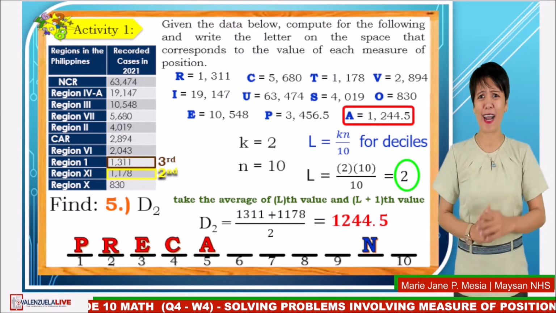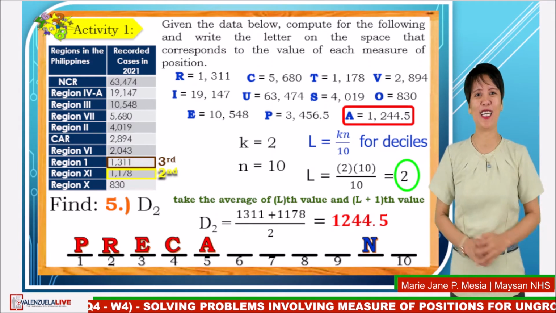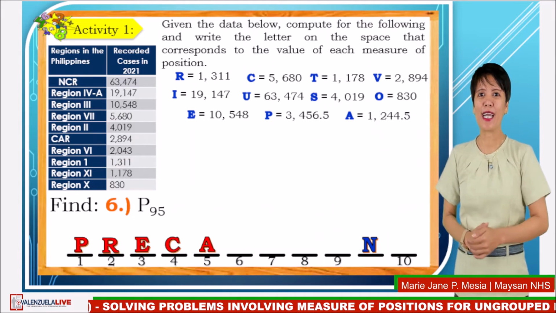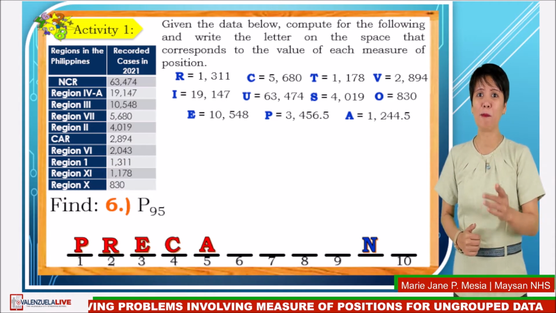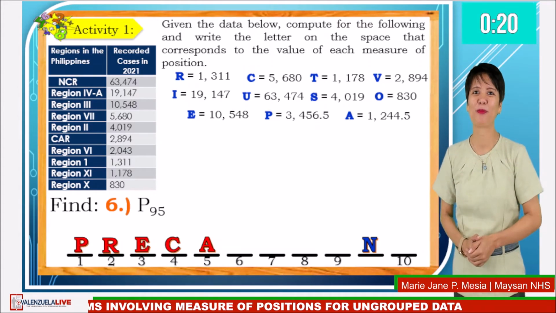So I think you already guessed the word. To check if your guess is correct, let us continue. Okay, for number 6, find P sub 95. Set the timer now.